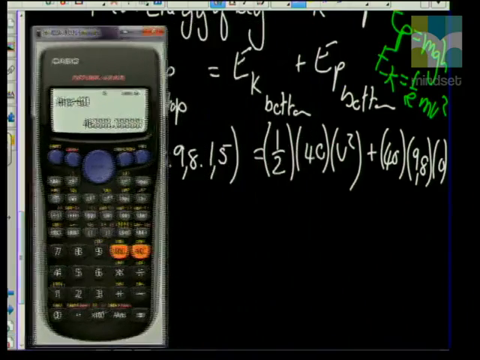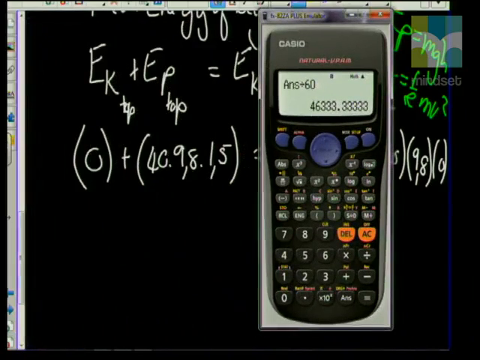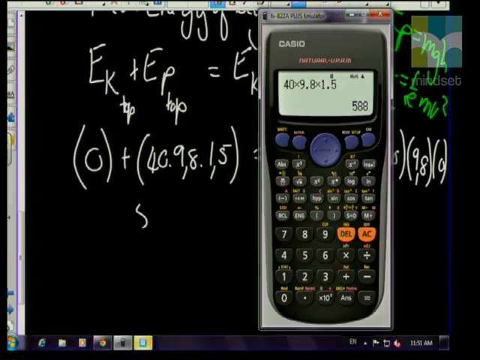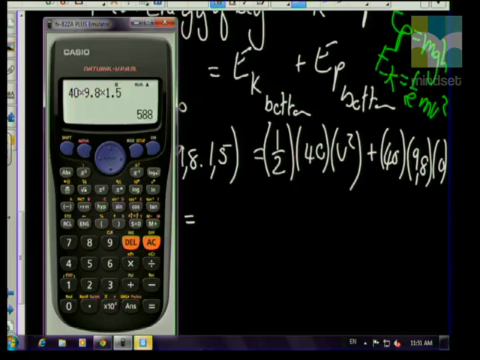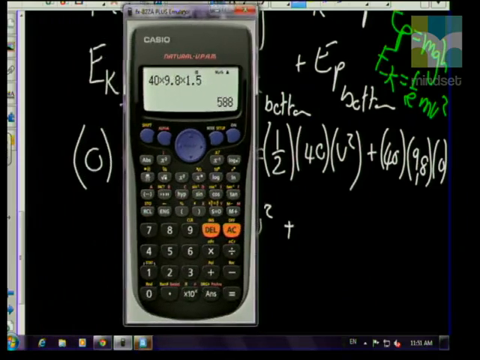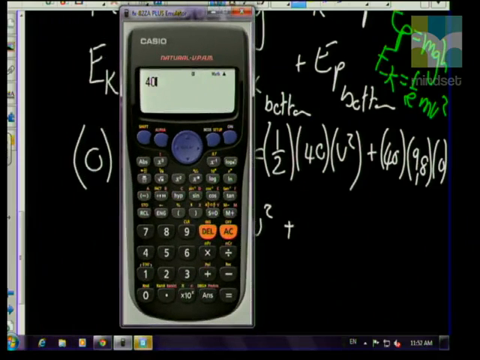So clear the calculator from the previous exercise, and we are going to simplify it. I'll go a little bit slower than just doing it all in one step. 40 times 9,8 times 1,5, and we're going to say that that is 588. Now, what's that going to be equal to? That's equal to half of 40 is 20 v squared plus, on this side, 40 times 9,8 times 0, we know that's 0. Okay? Don't have to even use the calculator for that.